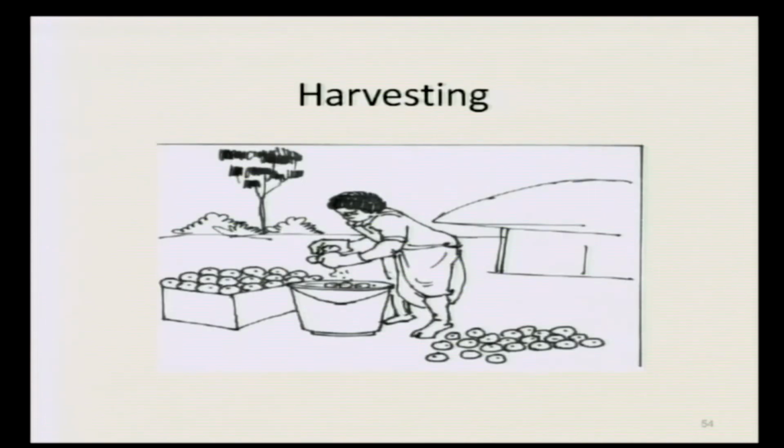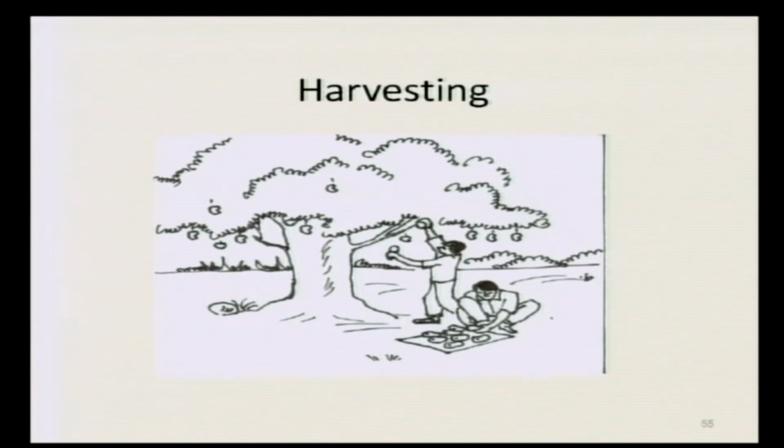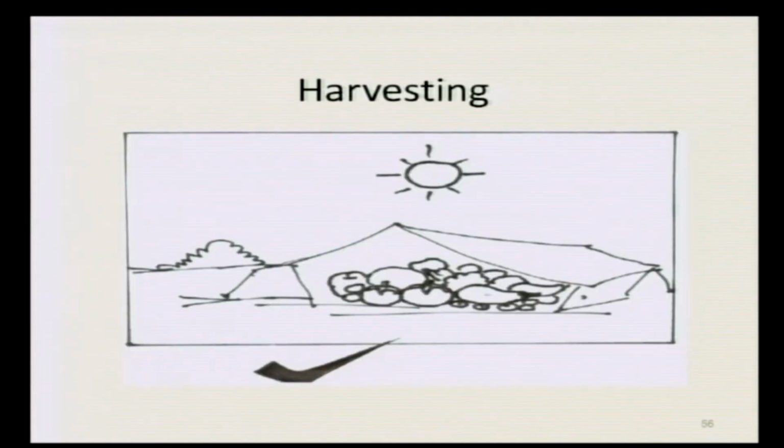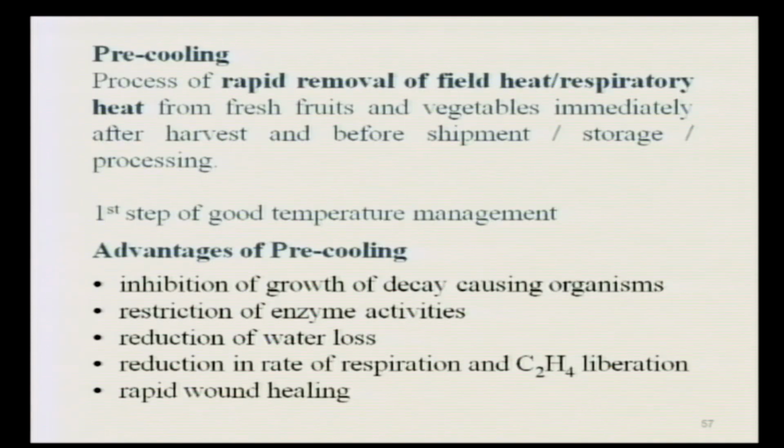This is how we harvest. We have to take care. Proper care and proper plucking are needed. We should always harvest in the morning or in the late evening, preferably in the early morning. We should keep the produce under cover. Along with this comes pre-cooling, because the removal of the field heat or respiratory heat is very important. It gives a good shelf life, and that is the first step of good temperature management. What are the advantages?